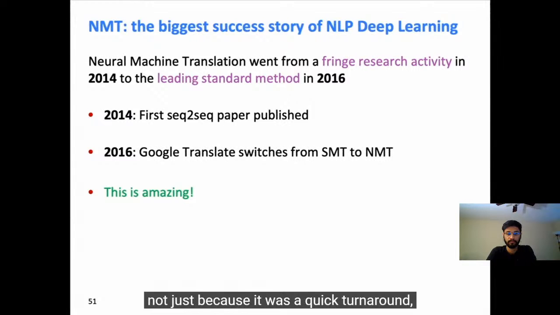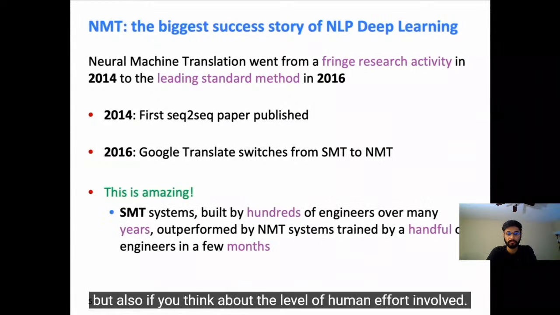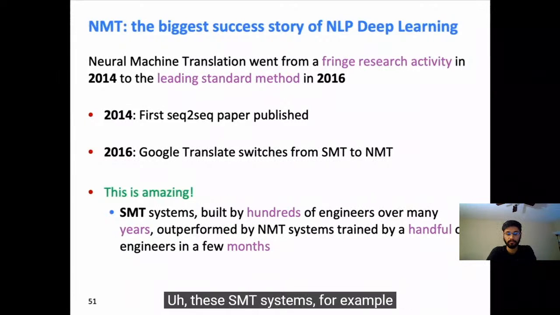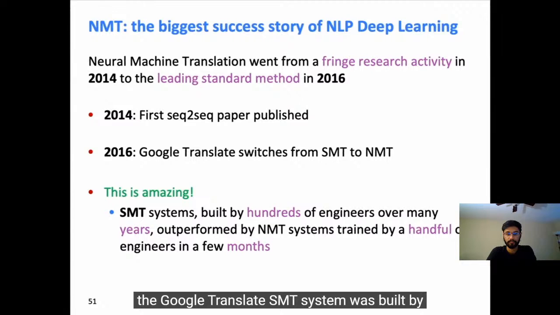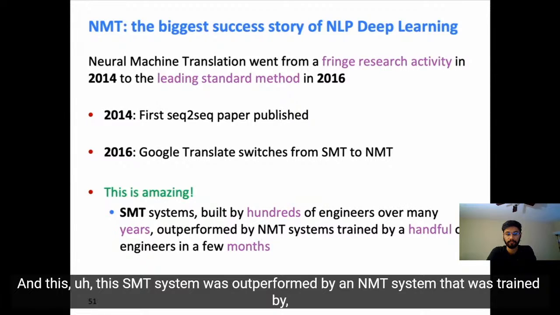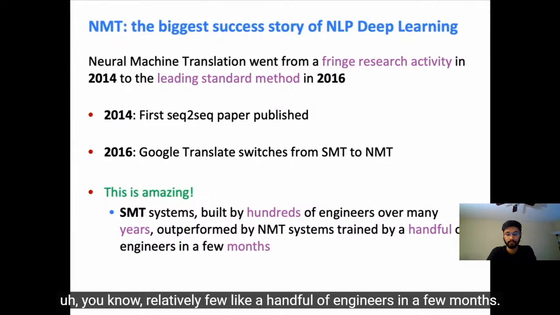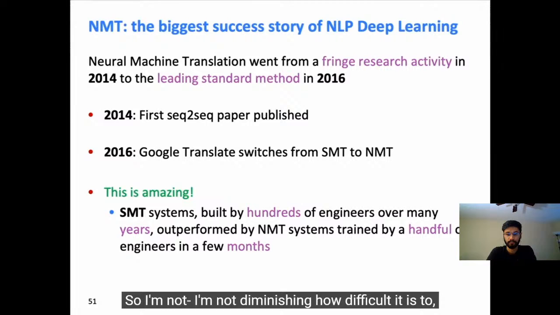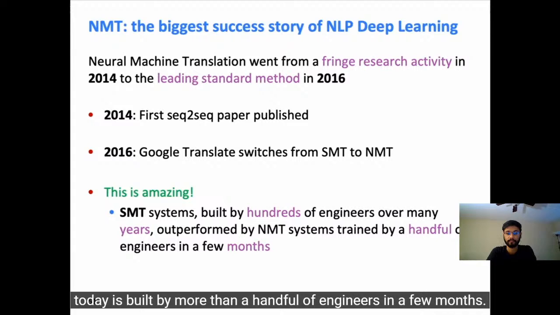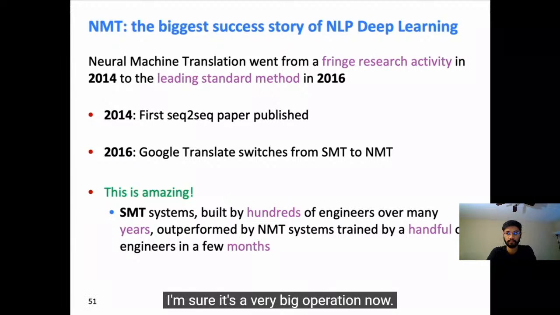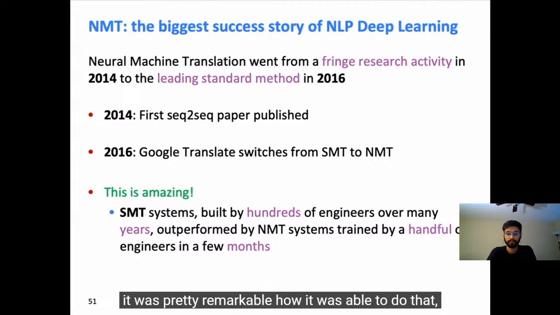This is amazing, not just because it was a quick turnaround, but also if you think about the level of human effort involved. These SMT systems, for example, the Google Translate SMT system, was built by doubtless hundreds of engineers over many years, and this SMT system was outperformed by an NMT system that was trained by relatively few, like a handful of engineers, in a few months. So I'm not diminishing how difficult it is to build NMT systems, and certainly I'm sure Google's NMT system today is built by more than a handful of engineers in a few months. I'm sure it's a very big operation now. But when NMT began to outperform SMT, it was pretty remarkable how it was able to do that based on the amount of effort involved.